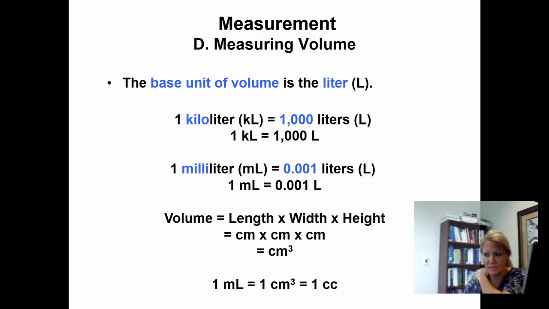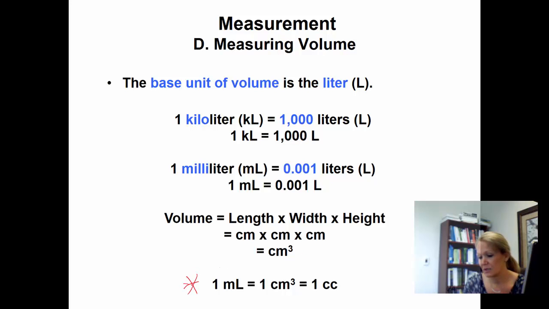All right, volume is measured in liters. So if we have a kiloliter, we have 1,000 times a liter. A milliliter would be 1,000th of a liter, just like we saw before. Volume is also the measure of length times width times height. So if you measured this in centimeters, you would get centimeters cubed. So that is another unit for volume.